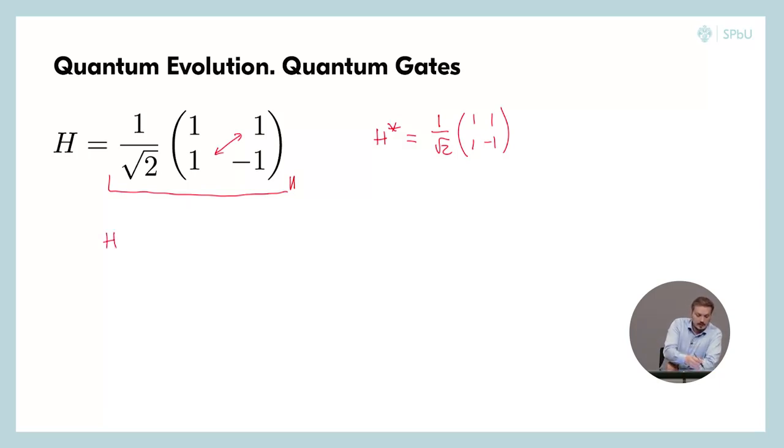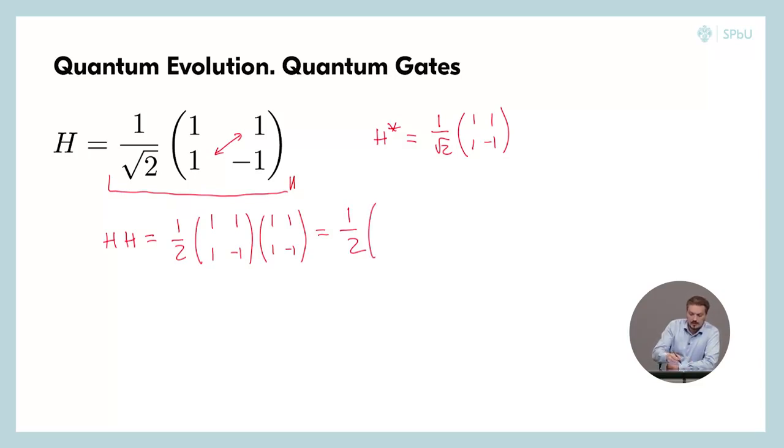Let's multiply H by H. So it's 1/2 times the matrix 1, 1, 1, minus 1 multiplied by itself. One multiplied by 1 plus 1 multiplied by 1, we have 2 here. And 1 multiplied by 1 minus 1 multiplied by 1 is 0. And again 0, 2. So it is just the matrix of the identity operator. So, okay, we can see that H is unitary.